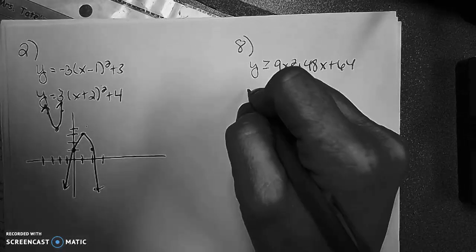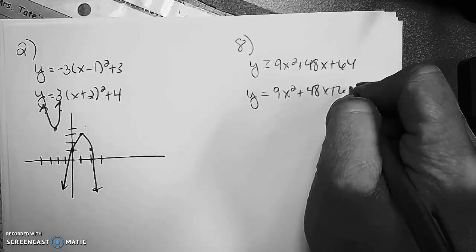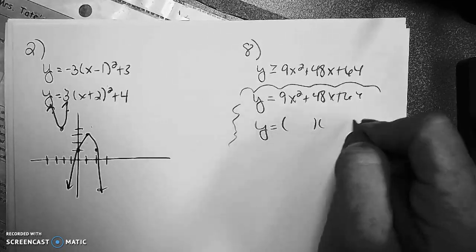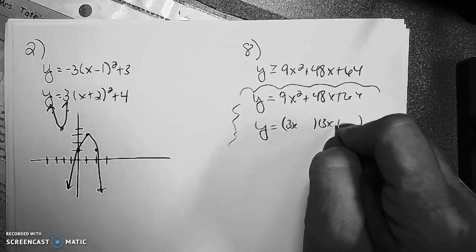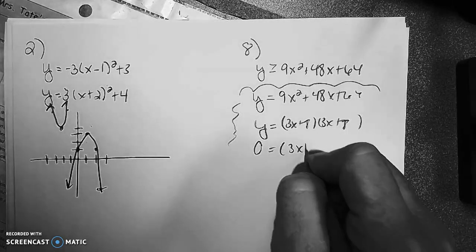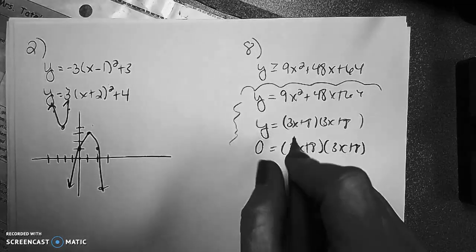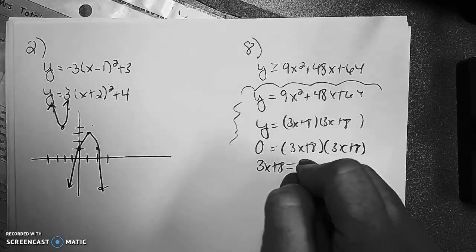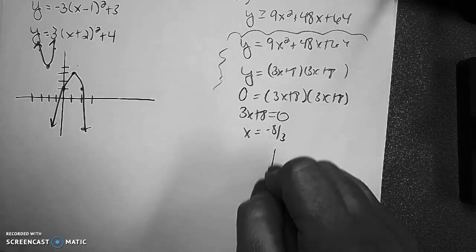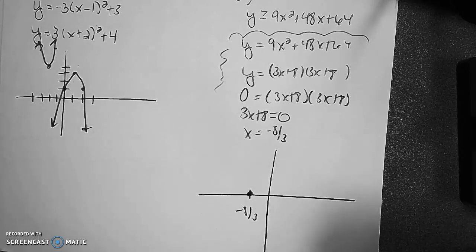For number 8, I'm going to treat this to start off like it's an equation, just to help me organize my thoughts. This is my work here. I notice that this factors. It's a perfect square trinomial, actually. So I'm going to set this equal to 0, and when I do, I see that these two factors are exactly the same, which means it has an even multiplicity.